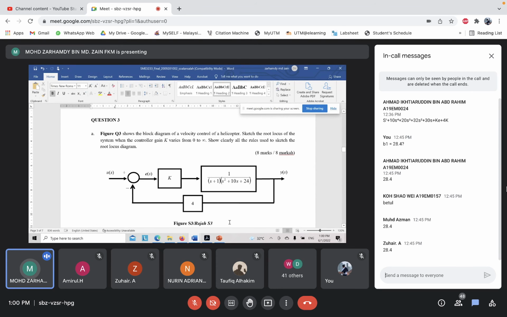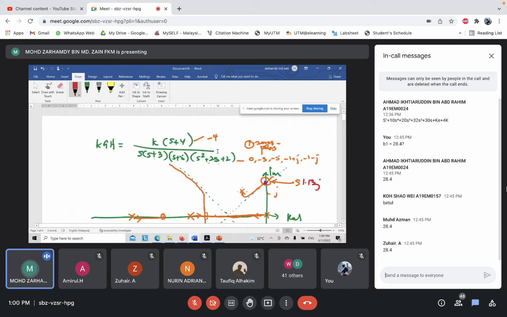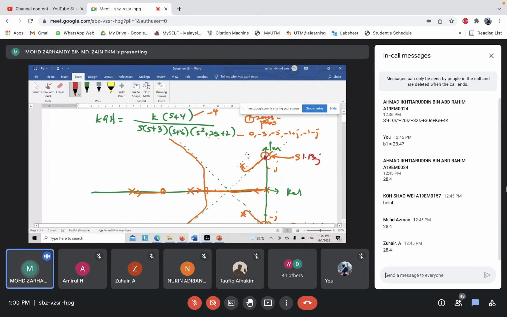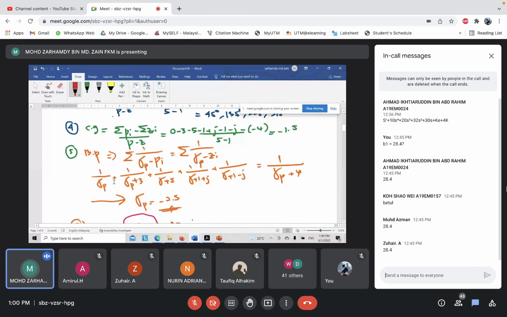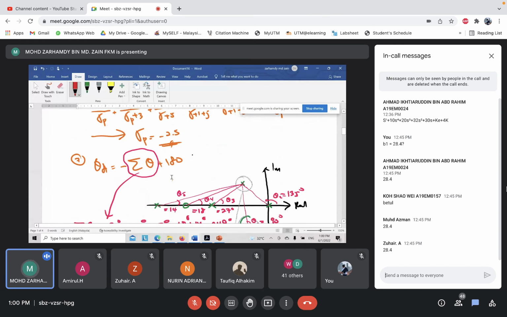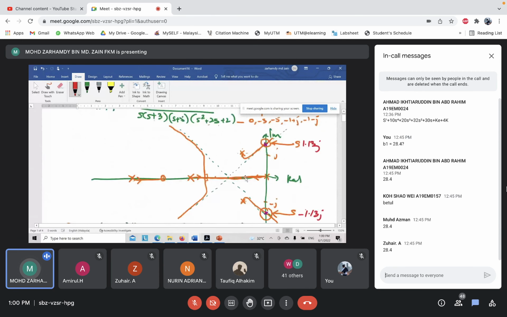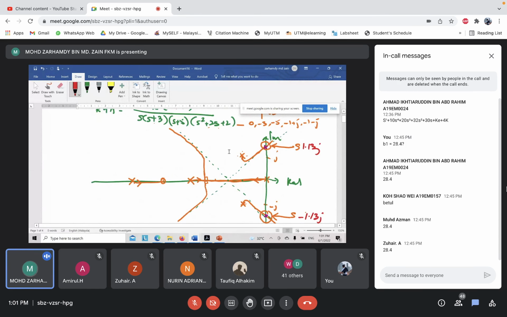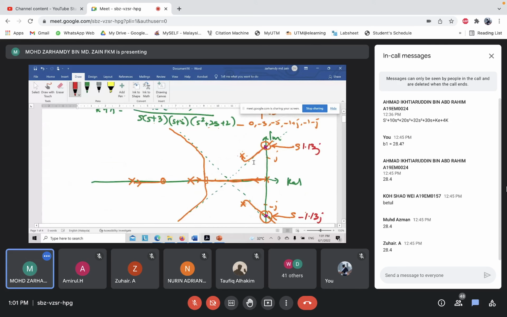But anything before you draw the root locus, you need to show the elements of the root locus, the stage 1. You need to show all these things: asymptote angle, centroid, breakpoint, delta D if we have, and so on. This one you should show. If you just show a root locus without any reference here, the marks will be less.